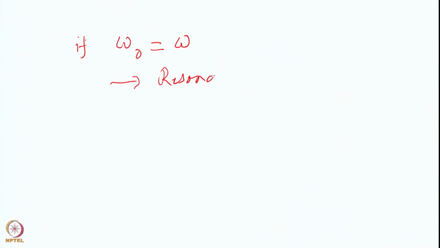If omega is equal to omega naught. Omega naught was what? That was the frequency corresponding to the energy difference between the two states, and omega is the RF frequency. If omega naught is equal to omega, this is called as the resonance condition. So, this is nuclear magnetic resonance.